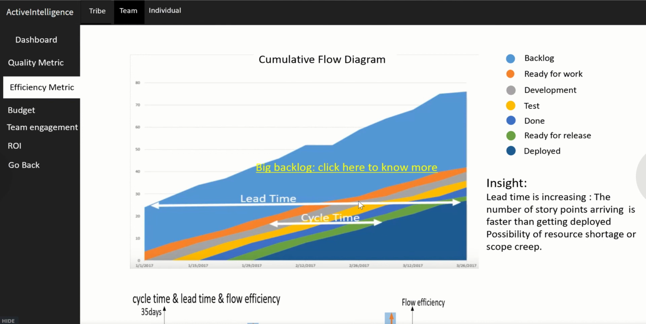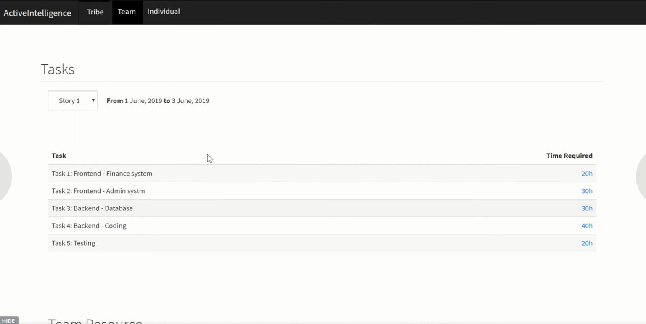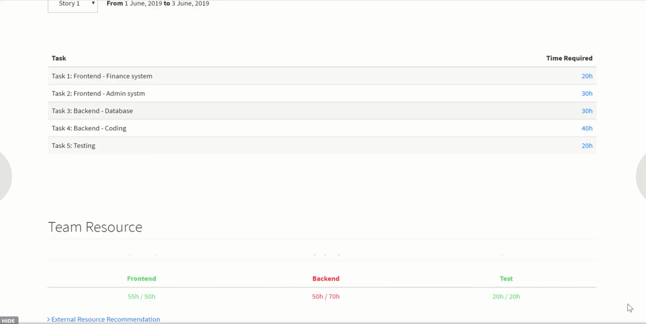So what's the problem? Based on our insight, which we'll be providing using our AI intelligence, the question for the Scrum Master will be why the backlog is increasing. So you go there and try to find out why. You can see that a new user story has been added, or a client might have added a new feature. From this feature, we have broken down the user story into tasks. You can see front-end, finance, back-end, and database need this number of hours. However, within this team, you have a 20-hour shortage in the backend.